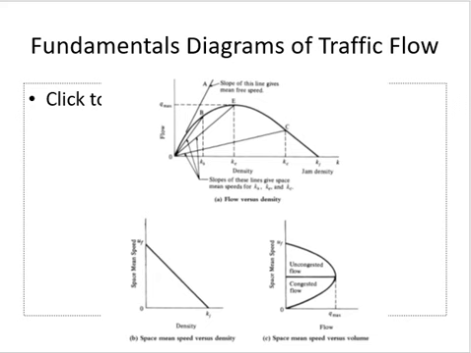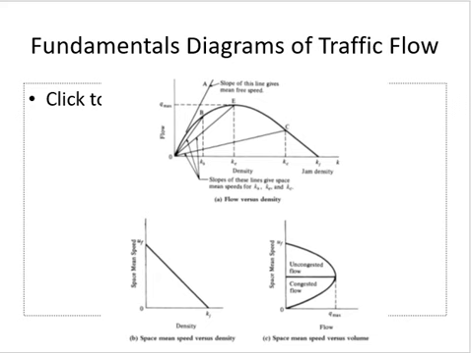Okay. These 3 graphs, again, are something which we studied in the traffic engineering course as well. They explain the relationship between the 3 main parameters: flow, density, and speed. Which is speed? Okay. So if you look at the easiest one, which is between speed and density.